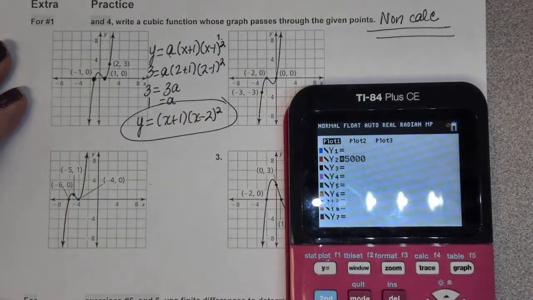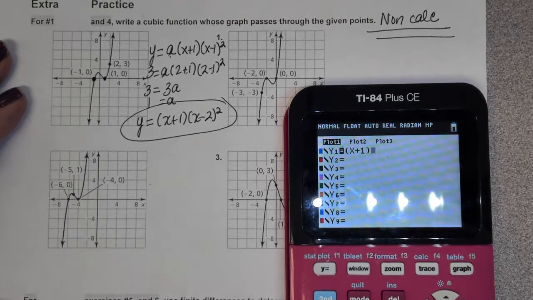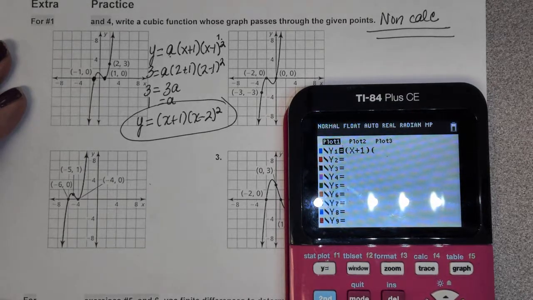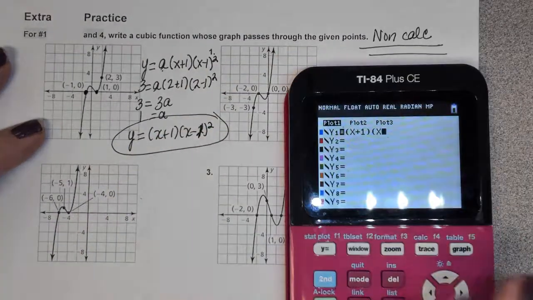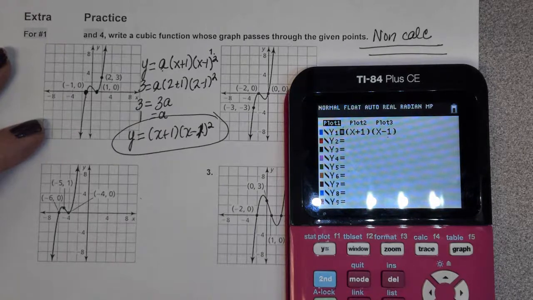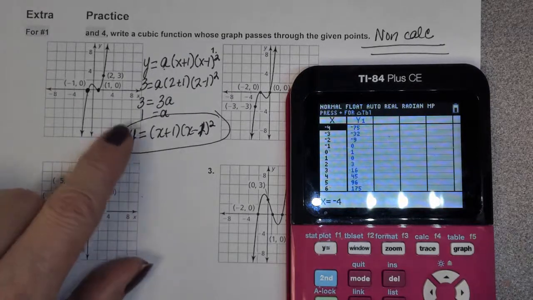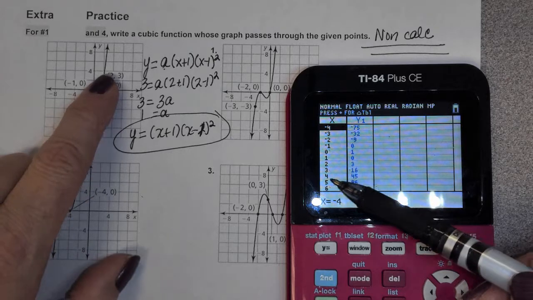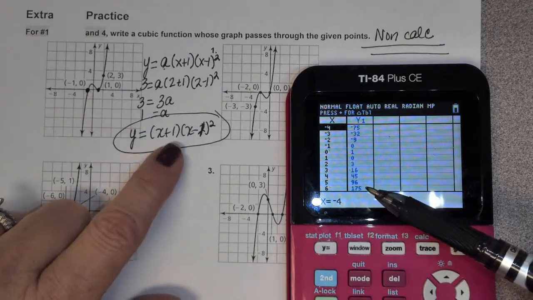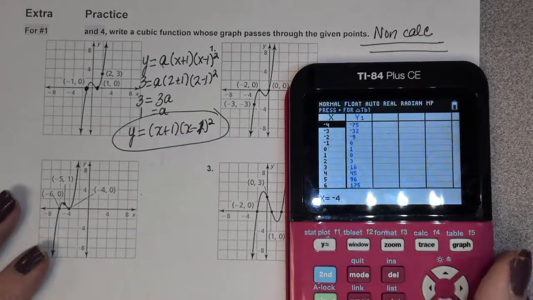Now if I'm taking a test and I want to make sure that's right, I can just go in here and put in x plus 1 times, I didn't mean x minus 2, x minus 1 quantity squared. And now I can just look at my table and I should be able to see these points, -1, 0, 1, 0, and 2, 3. So now I know that equation is right. If I'd kept the -2, which was wrong, I wouldn't have seen those points.